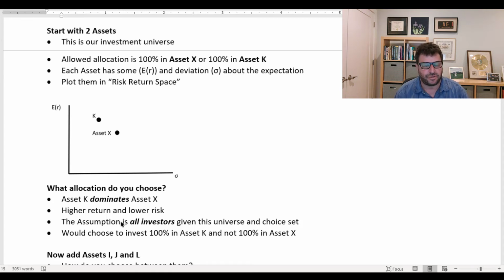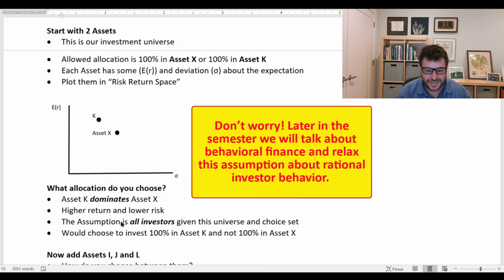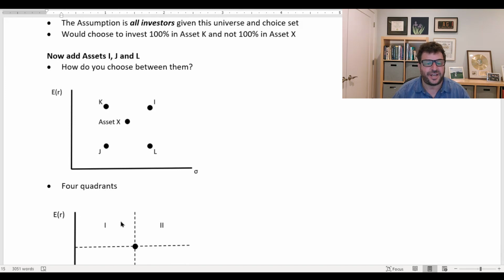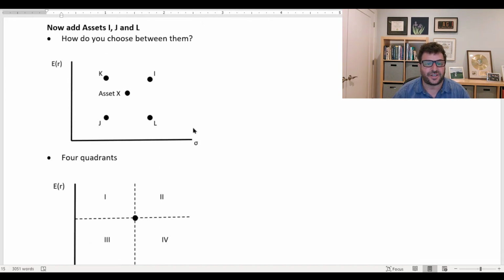All investors will choose the investment that dominates. In this particular case, regardless of anything else about your personality or your risk aversion or your time horizon or any other investment criteria, in this simple universe, you have full information and you act rationally. These are assumptions that we are going to make and continue to make. So next, we're going to add assets I, J, and L to our investment set. And so now how do you choose between these assets?